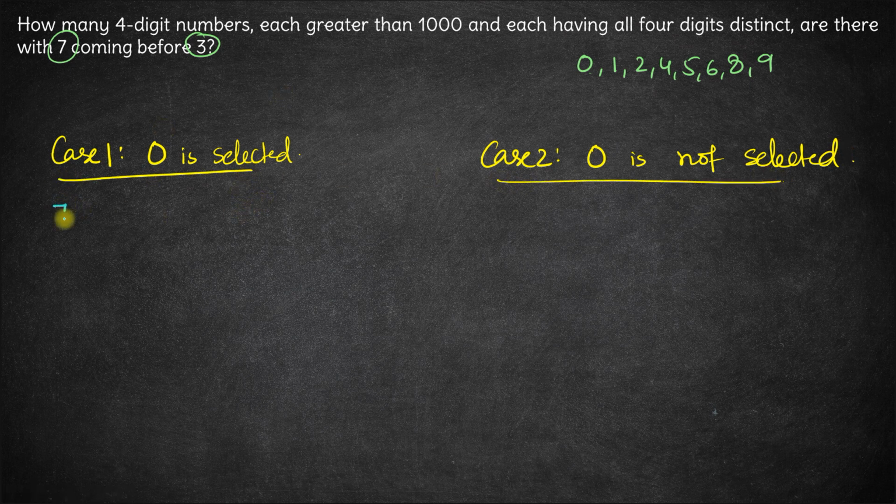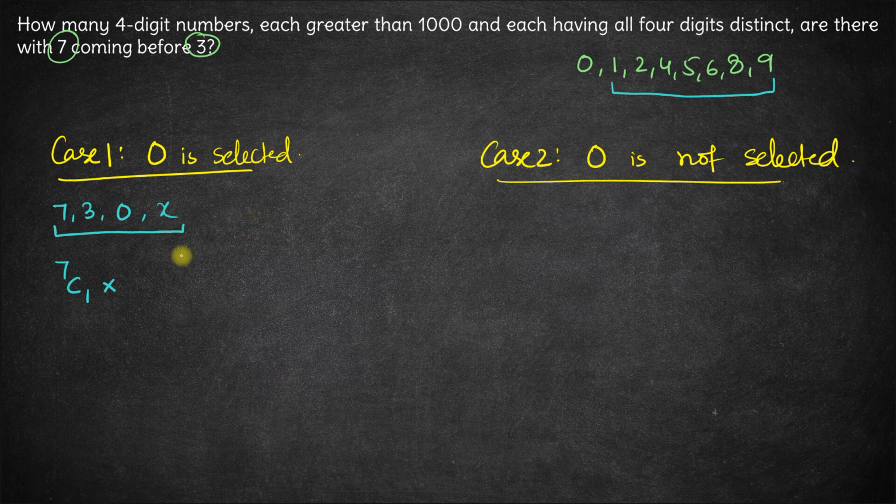Okay? Now let's take the first case. In the first case, we already have a 7 and a 3, and if 0 is selected, we need to select one more digit out of these remaining 7 digits, right? Let's say x. This can be done in 7C1 ways. So the 4 digits can be chosen in total 7C1 ways. Now we have these 4 digits such that 0 cannot come at the leftmost position and 7 should come before 3.